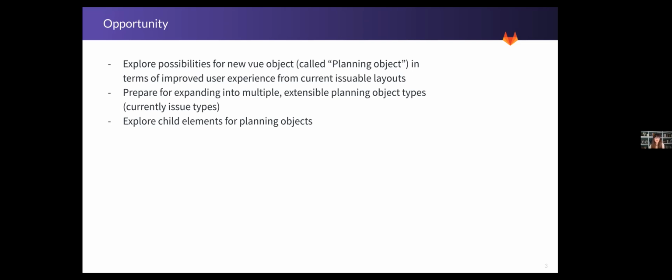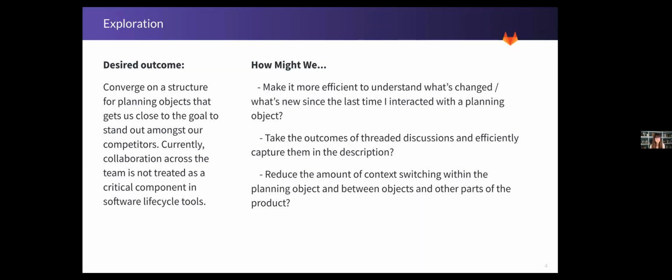We also wanted to prepare for an expansion to multiple planning object types, those issue types that I had talked about, and expanding into offering things like bugs and features and some of the other types of issues that users have requested before, but then also setting us up to make those extensible again. And finally, explore child elements for planning objects, which is actually going to be part of the upcoming research a bit more than what we've done so far.